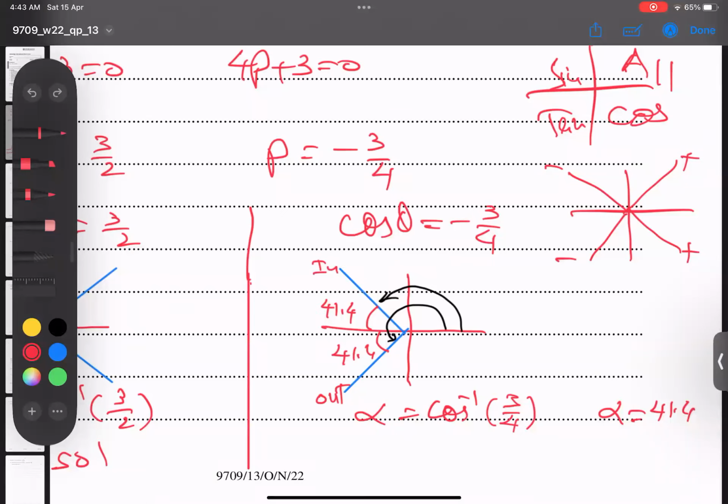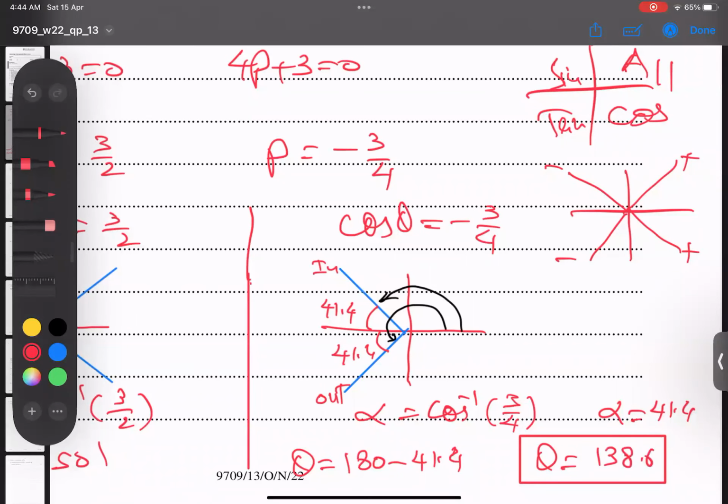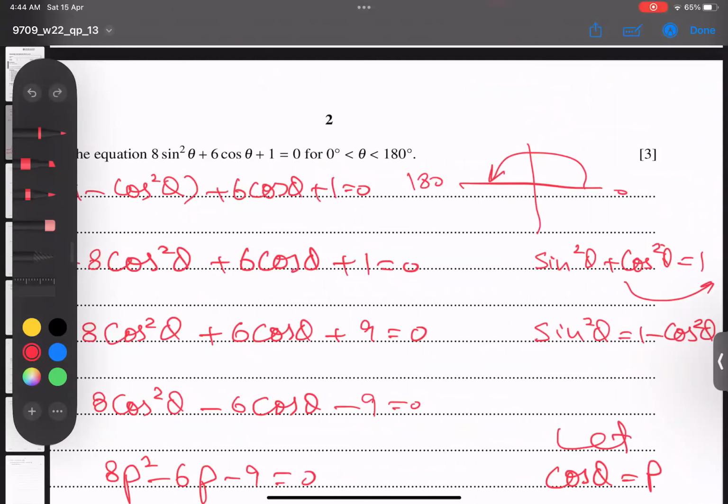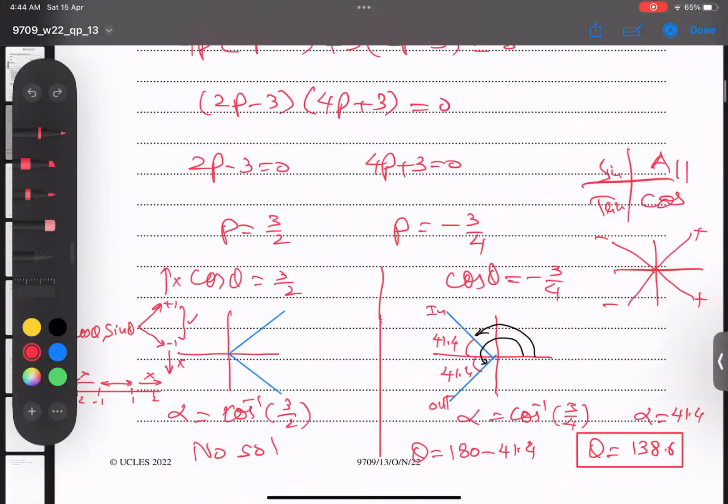So I'm writing the direct answer. Or I can write here, not x, theta. So theta is equal to 180 minus 41.4. And the final answer I'm writing here. If you type in the calculator 180 minus 41.4, it gives us 138.6. And I hope that's clear. The reason is very clear, that we have to stay in the first two quadrants only, and that's not possible. So I hope the question is completely over.